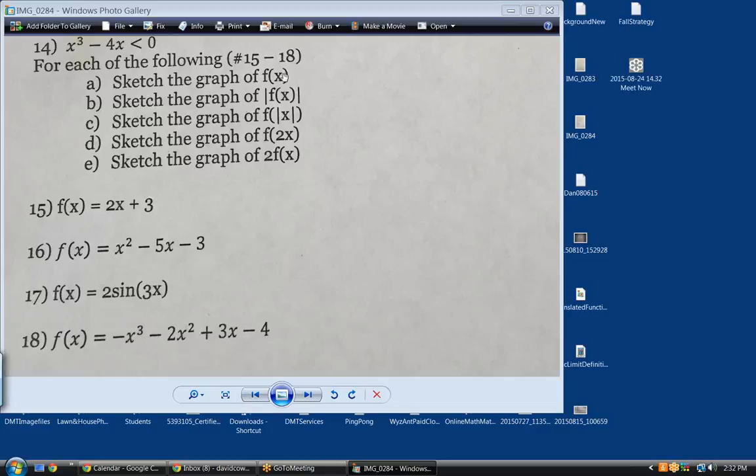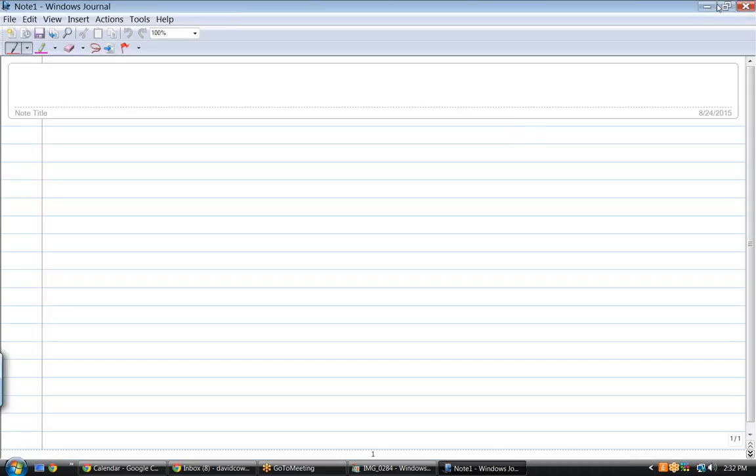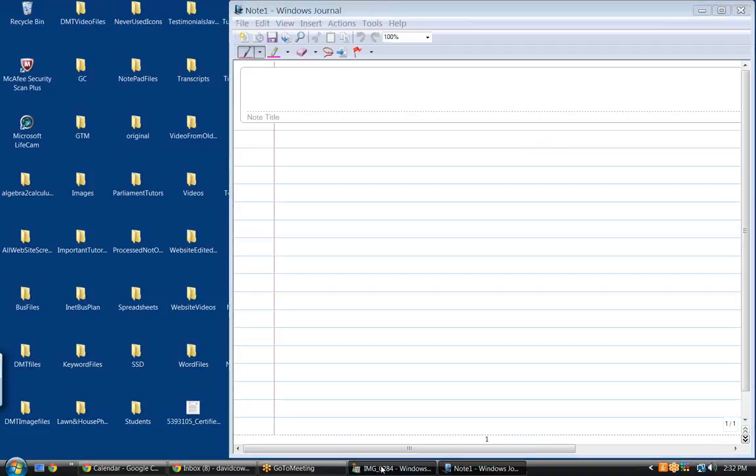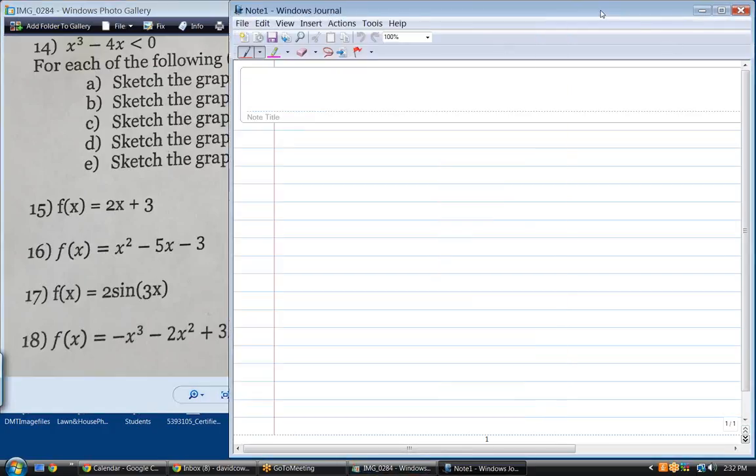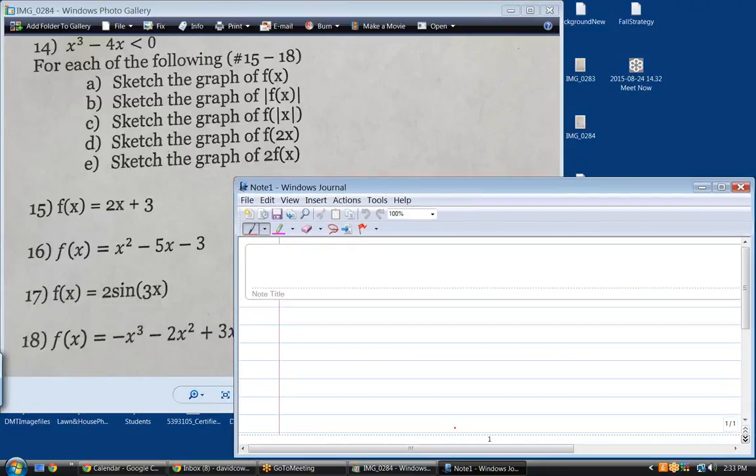We're supposed to figure out what the graph looks like, what the absolute value of each of these looks like. So 15. We talked about this a little bit the other day. Here, let me bring up my drawing tablet. I'm not so much concerned about your ability to sketch these as to know what the function is.